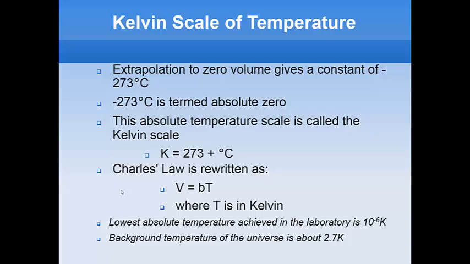Reason why they put it like that is because of the way that you write the gas laws. If you put it in terms of centigrade, then suddenly you start doing things like dividing by 0. Not so good. So if you use it in terms of Kelvin, then you're always adding 273 to your values, and you never divide by 0. So Charles' law is then rewritten as V is equal to a constant times T, where T is in Kelvin.